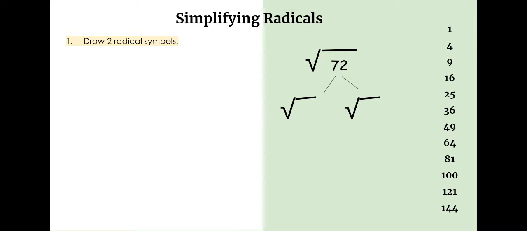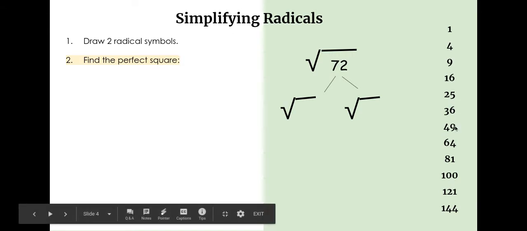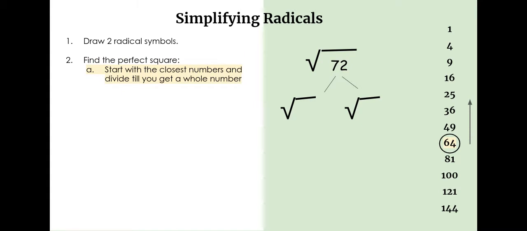After we write our two radical symbols, we're going to take a look at our list of perfect squares and find the square that fits evenly into 72. To get started, you want to find the perfect square that is closest to 72 without going past 72. So take a look at our list here and you'll see the closest number to 72 is 64. So in our calculator, we'll put 72 divided by 64. And again, we're looking to see if we get a whole number.